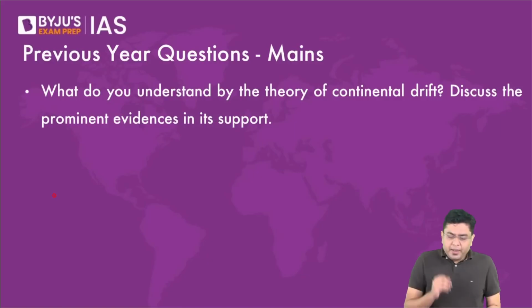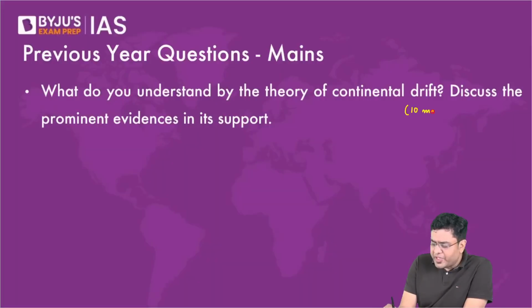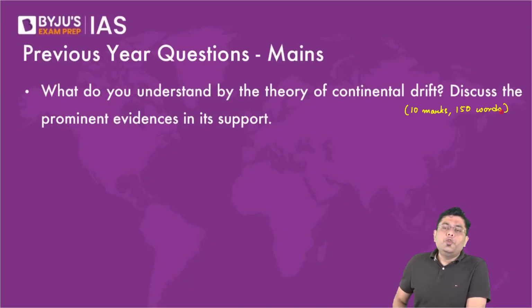Now, here we take a look at one of the previous year questions, a PYQ. This was asked for 10 marks, and this is a question that UPSC has asked multiple times. It has repeated it multiple times in the mains paper. So this is expected to be written in 150 words. The question is, what do you understand by the theory of continental drift? Discuss the prominent evidences in its support.